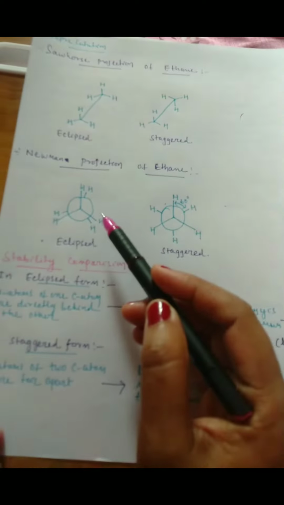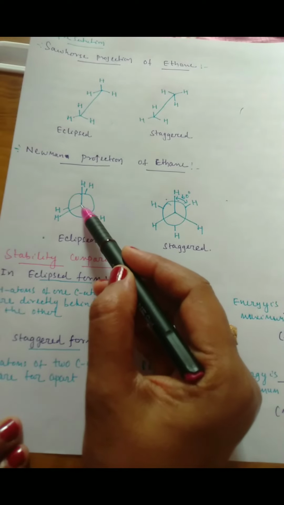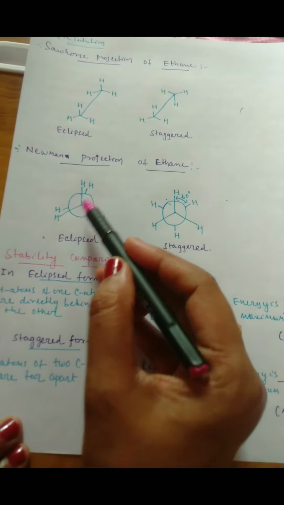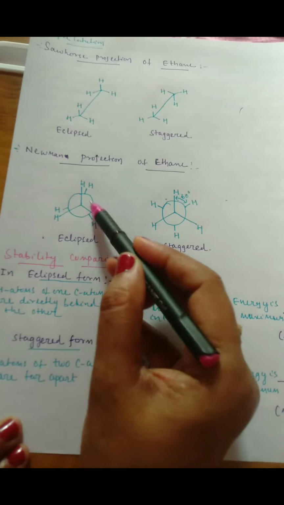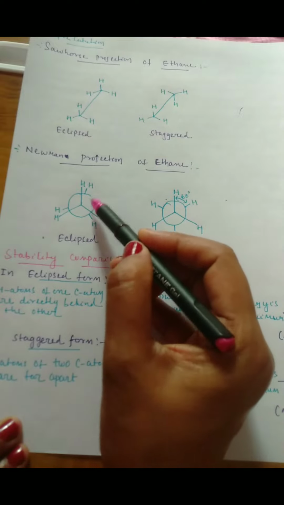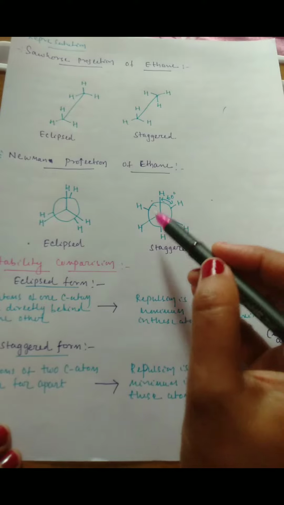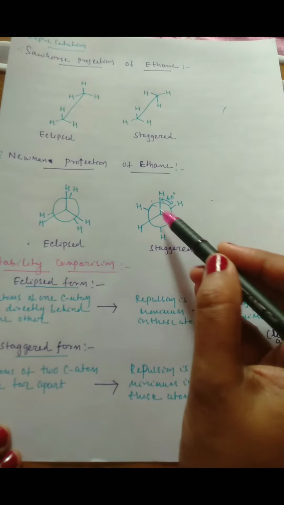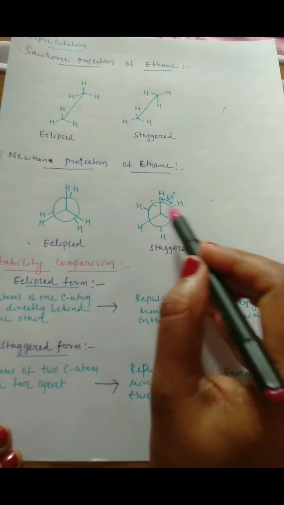Now in the Newman projection, what happens? The point represents one carbon atom, the near carbon atom, which is near to our eye, and the circle represents the other carbon atom, which is away from our eye. This is one CH3 group, and this is another CH3 group. Similarly, in the staggered form, the point represents one carbon atom with its hydrogens, and the circle represents the rear carbon atom, which is away from our eye, along with its three hydrogen atoms.